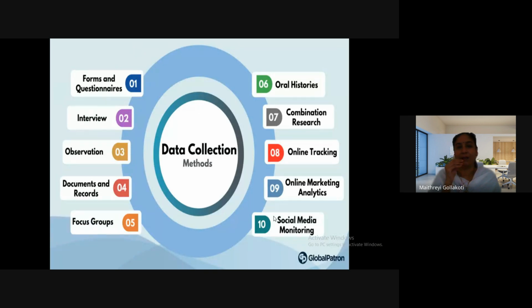Next, please. Yeah. Now, what are the methods of data collection? We have understood what data is and how it is collected. Now, what are the various methods through which we can take data? These are the methods: forms and questionnaires, interviews, observation, documents and records, focus groups, oral histories, combination research, online tracking, online marketing analytics, and social media monitoring. Now let us try to understand these terms in the upcoming slides. Next, please.